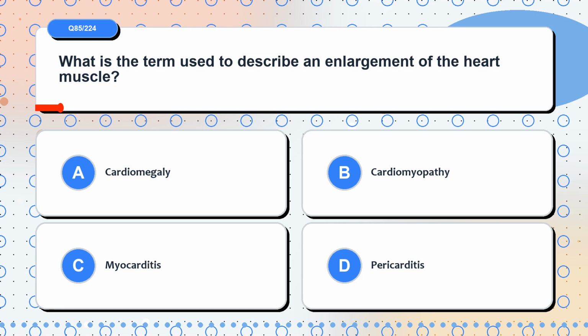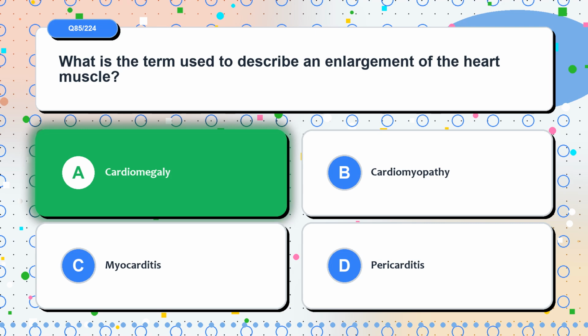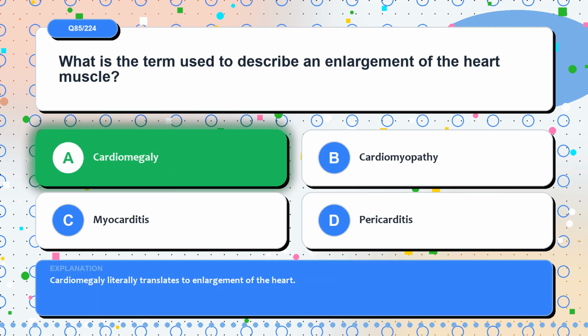Question 85. What is the term used to describe an enlargement of the heart muscle? Here are the options. Option A. Cardiomegaly. Option B. Cardiomyopathy. Option C. Myocarditis. Option D. Pericarditis. The correct answer is option A. Cardiomegaly. Cardiomegaly literally translates to enlargement of the heart.